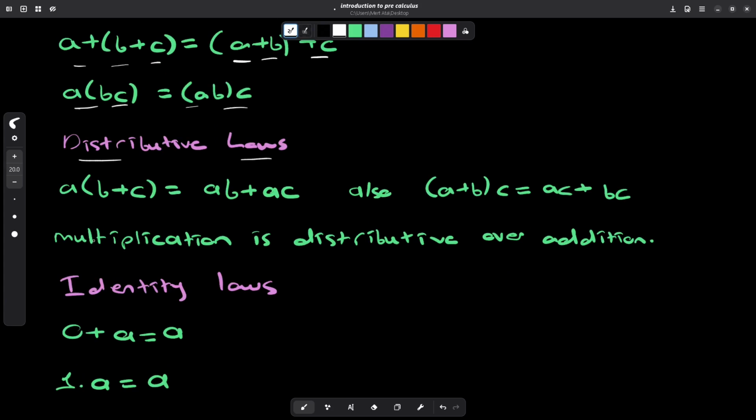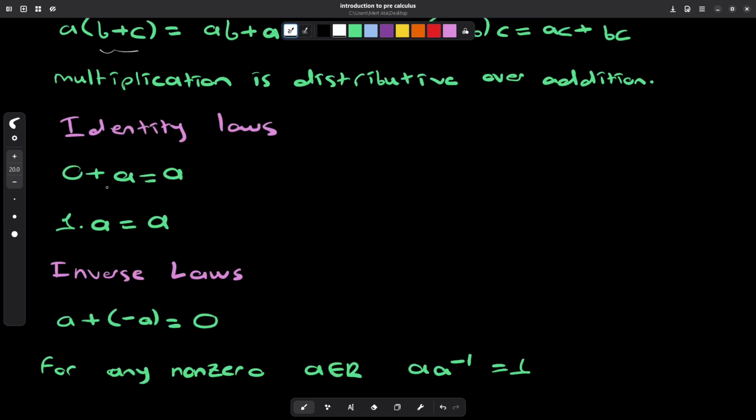Distributive laws: you can distribute the a when you're multiplying it with b plus c, right? A multiplied by b plus c is equal to ab plus ac. Also, you can do the same thing from the right side as well. Our conclusion is clearly that multiplication is distributive over addition.